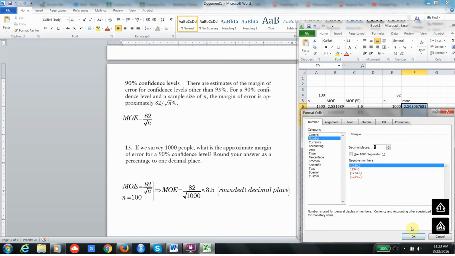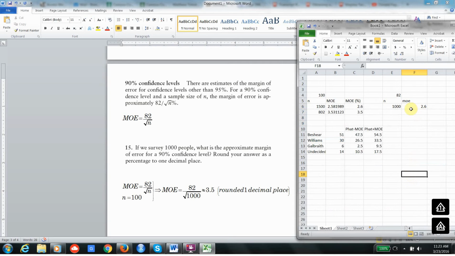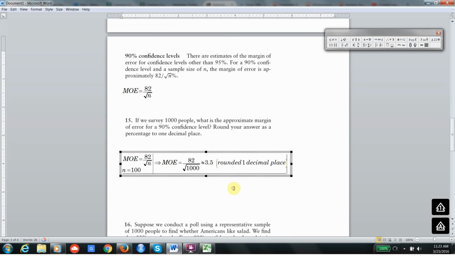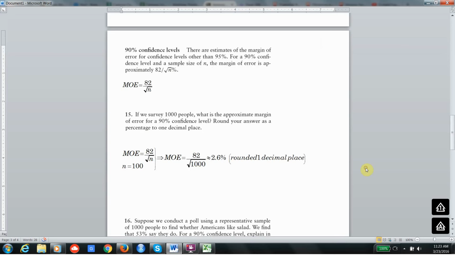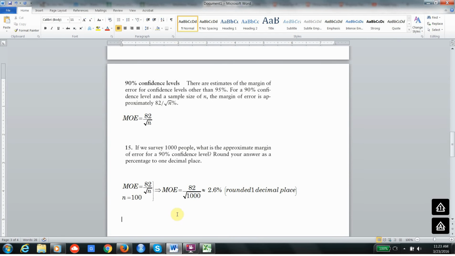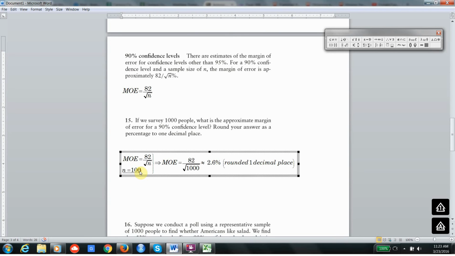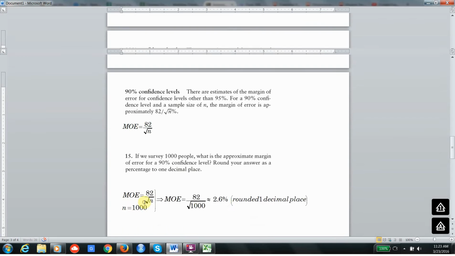Okay, there we go. So our margin of error is roughly about 2.6%. It's probably not a bad idea to put the percent sign, even though it should be obvious. A margin of error is either a decimal or a percentage. If it's not a decimal, it has to be a percentage. Whoops, I want 1,000 there, don't I? Okay, and there's our answer.